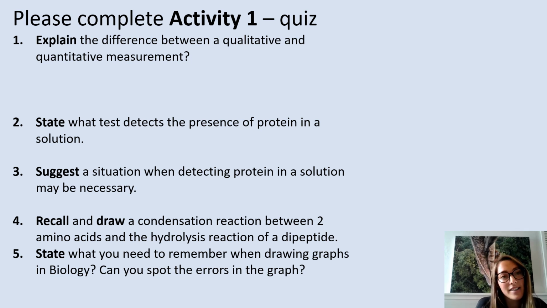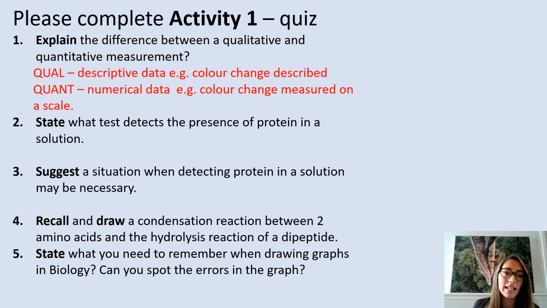Okay, and the answers for this. So the first one, explain the difference between qualitative and quantitative. Well, a qualitative measure is basically a descriptive measure. So for example, describing what a colour change looks like, the colour changed from green to pink or whatever. Quantitative is giving a numerical value for this.